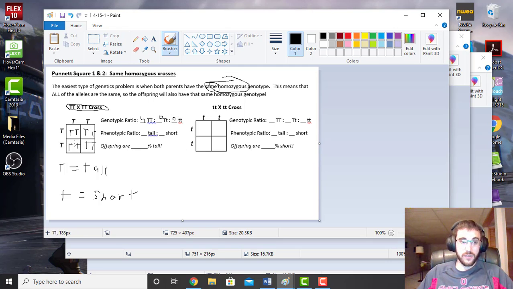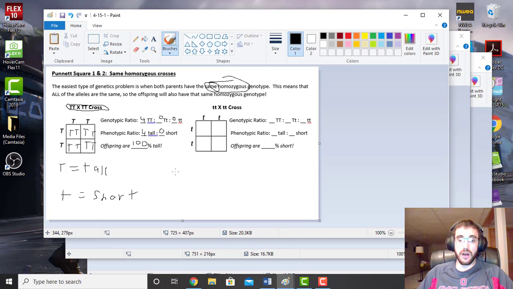Now, if any of the possibilities have a big T in them, they're going to be tall, because like we discussed Monday, there are dominant and recessive traits, and tall in this case is dominant to short. So because it has at least one big T, all four of these offspring are going to be tall, with none of them being short. 4 out of 4, that's a 100% chance of them being tall.